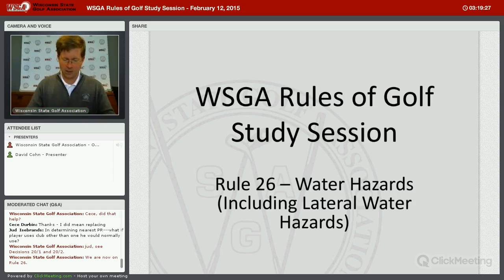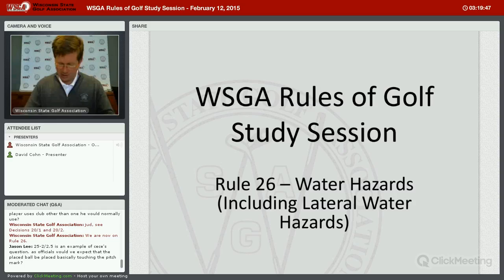And there's a good decision, 26-1/1, that offers some help with that. And it's important because if you don't have knowledge or virtual certainty that the ball is in the hazard, then the player is required to proceed under stroke and distance. So naturally, it's in his interest for there to be a knowledge of virtual certainty.